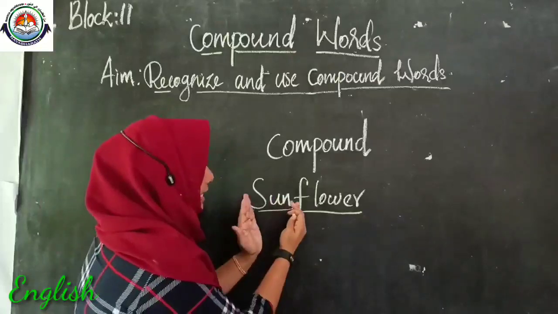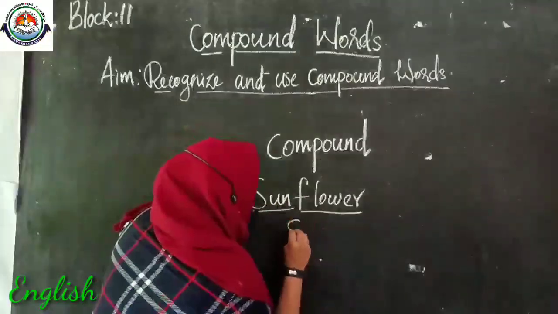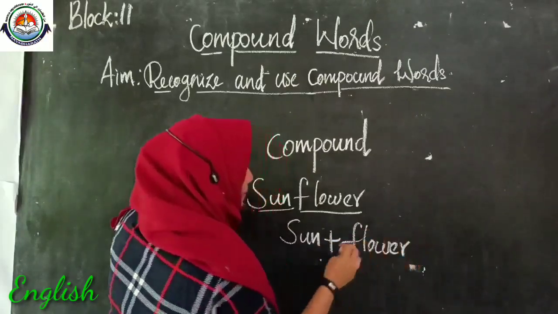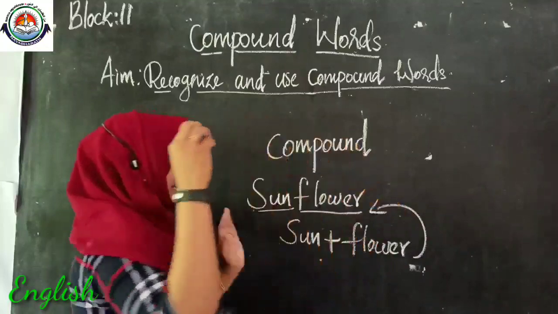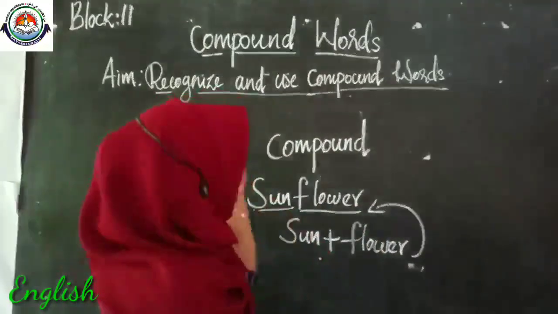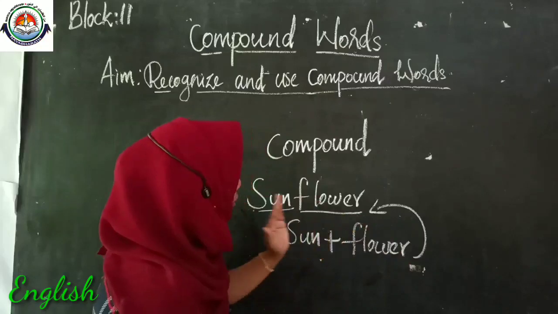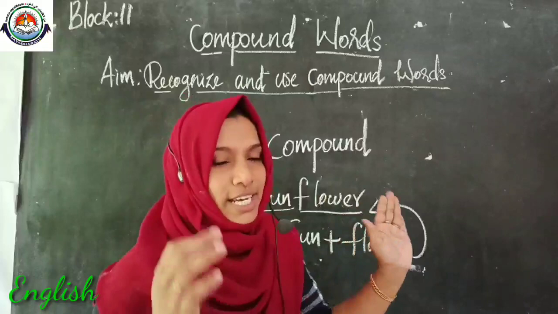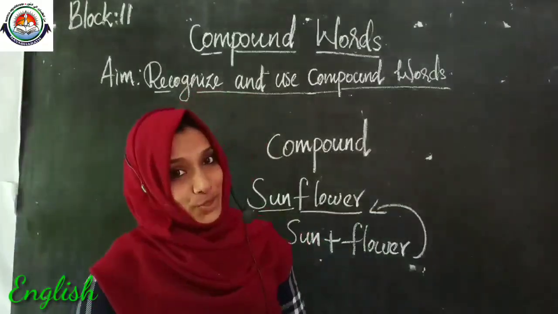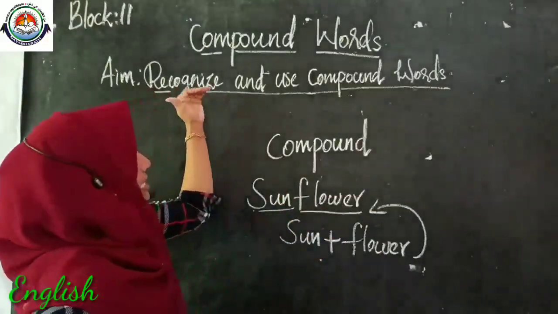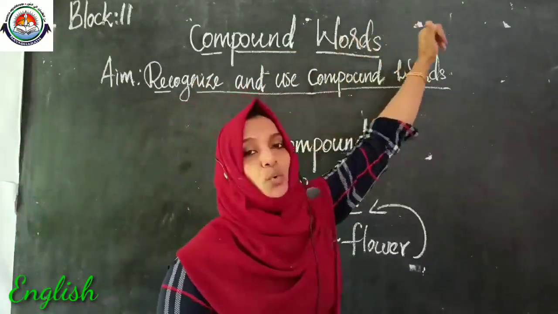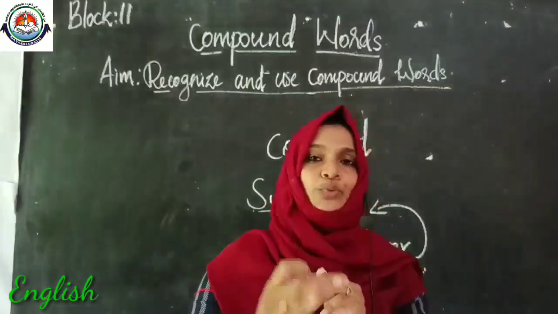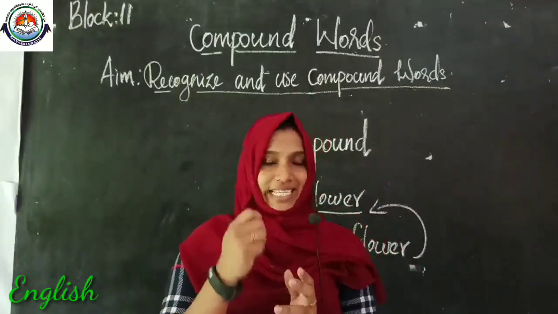We are adding these two words, sun plus flower, to make a new word. It is sunflower. We have put two words together to make a new word. It is called a compound word. So today we are going to recognize and use compound words. We'll find some compound words and use them in sentences.